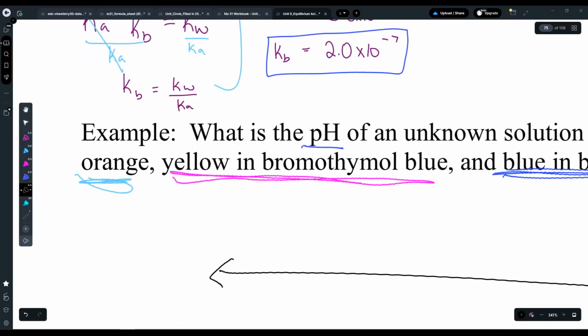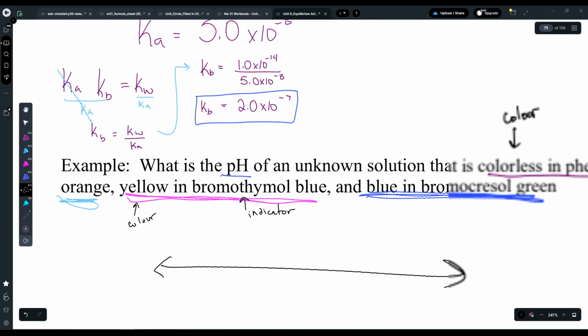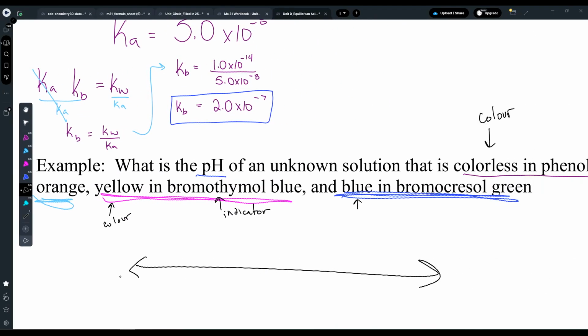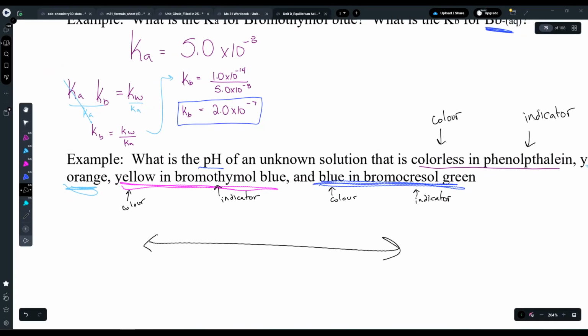Okay, it's the same deal for yellow and bromothymol blue. Yellow is the color, bromothymol blue is the indicator. Okay, blue is the color, bromocresol green is the indicator. I'm actually going to make this line a little bit longer here.